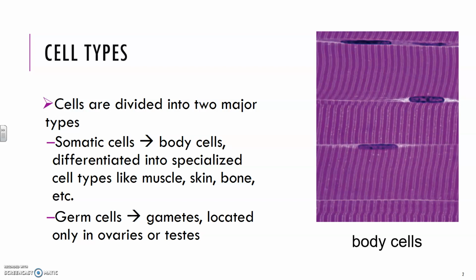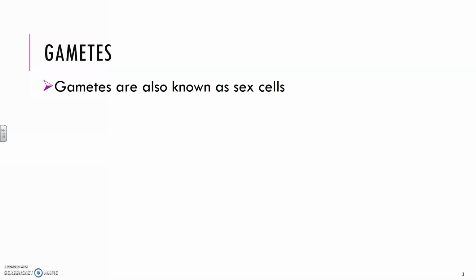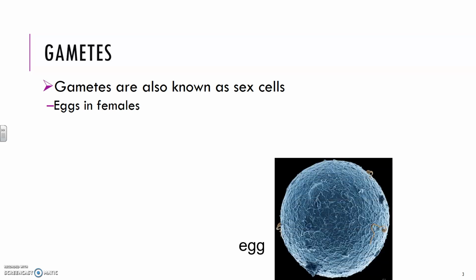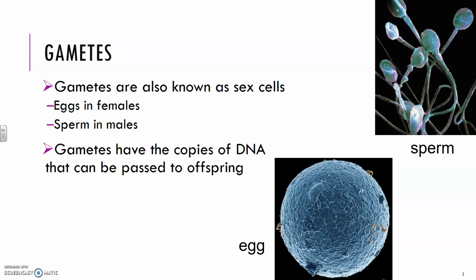These are very specific types of cells, and they're only located in either the ovaries or the testes, depending on which you have. Gametes are also known as sex cells. They produce the egg and the sperm cells. So eggs in females are your gametes, and sperm in males are also your gametes. Gametes have copies of DNA that can be passed to offspring.